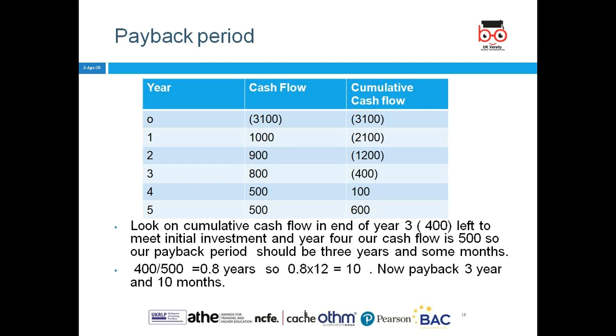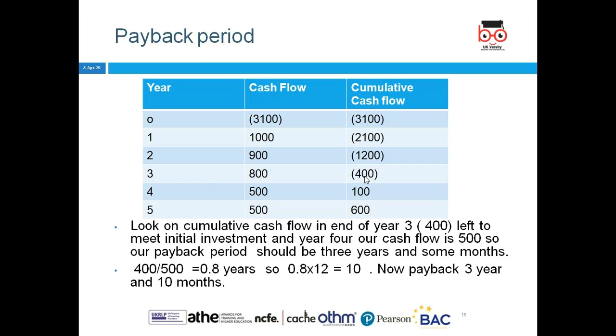So here, I'm going to invest £3,100. Year 0 is the current year. I'm going to get £1,000 back, 900, 800, 500, 400. So now cumulative means my 3,100 went out, 1,000 came in, still I'm outstanding 2,100. I got 900, 1,200 still outstanding. 800, I'm getting 400. So this project will take me 3 years and some months, because at the end of 3 years there is 400 still outstanding.